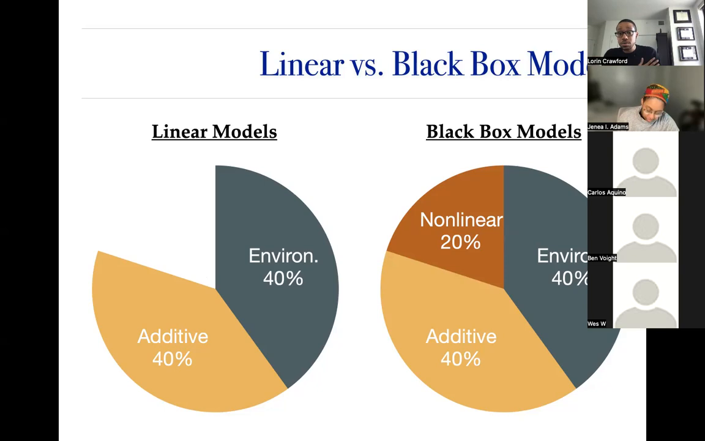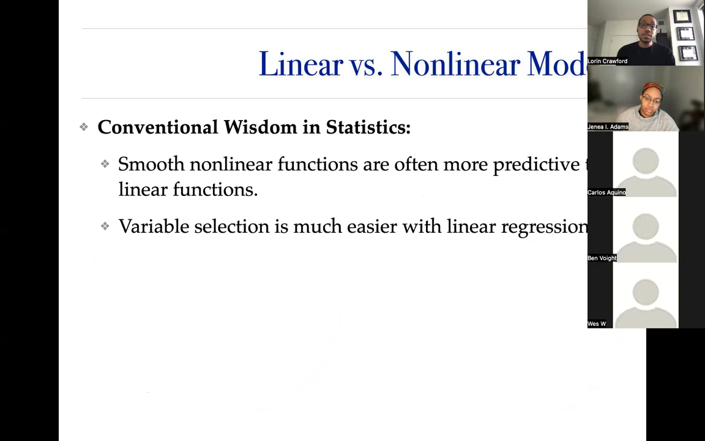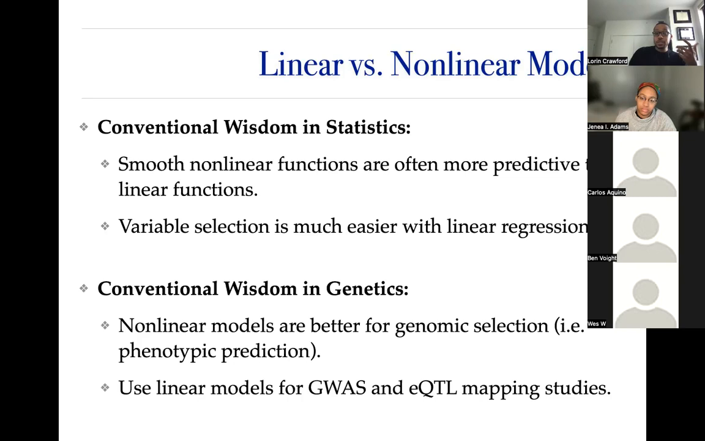One way to mention this in terms of conventional wisdom for those people who might be in statistics is the idea that smooth nonlinear functions are often more predictive than linear ones, but variable selection is much easier in linear regression, right? And if I were to transform that into something we might say in genetics, nonlinear models are better for genomic selection, i.e. phenotypic prediction, but linear models are much more well-suited for things like GWAS and eQTL mapping-based studies.